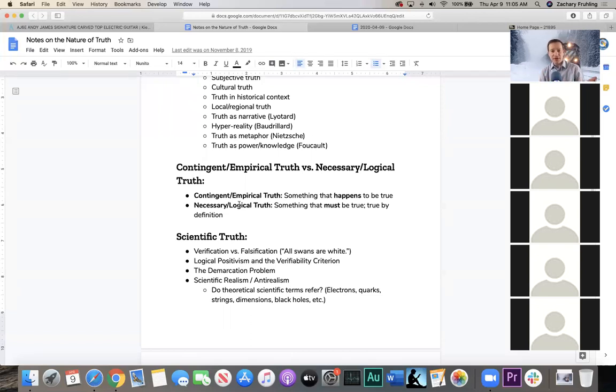The basic distinction is this: something is contingent or empirical if it's something that happens to be true but doesn't have to be true. So, for example, I'm just going to use the silly coffee cup example. The coffee cup is on the table. That is true, right now. You guys can't see it here. Maybe you can see it. No, I guess not. The Zoom background doesn't like it, but there's a coffee cup right here on my table.